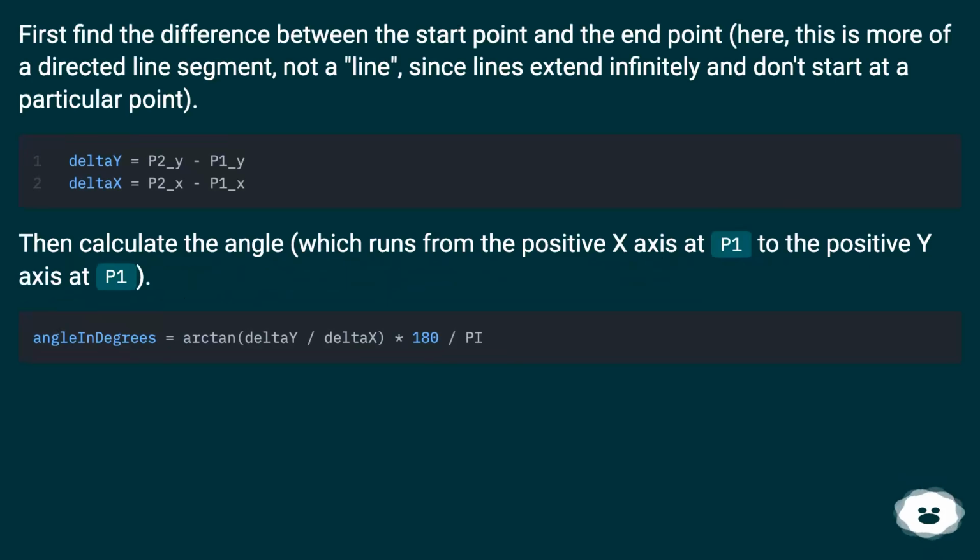First, find the difference between the start point and the end point. Here, this is more of a directed line segment, not a line, since lines extend infinitely and don't start at a particular point. Then calculate the angle, which runs from the positive x-axis at P1 to the positive y-axis at P1.